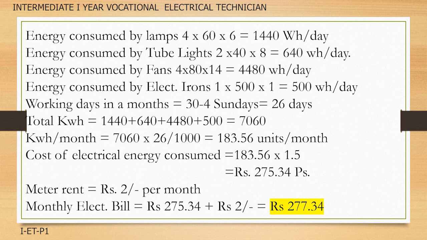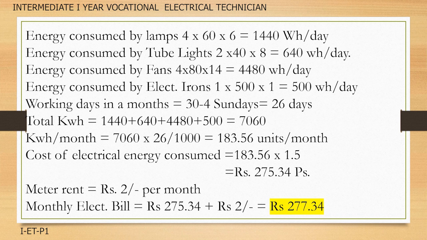So working days in a month is equal to 30 minus 4, which is 26 days. In this problem, 4 Sundays are closed every month. So that's why 30 minus 4 equals 26 days. We have to take 26 days as the working days.